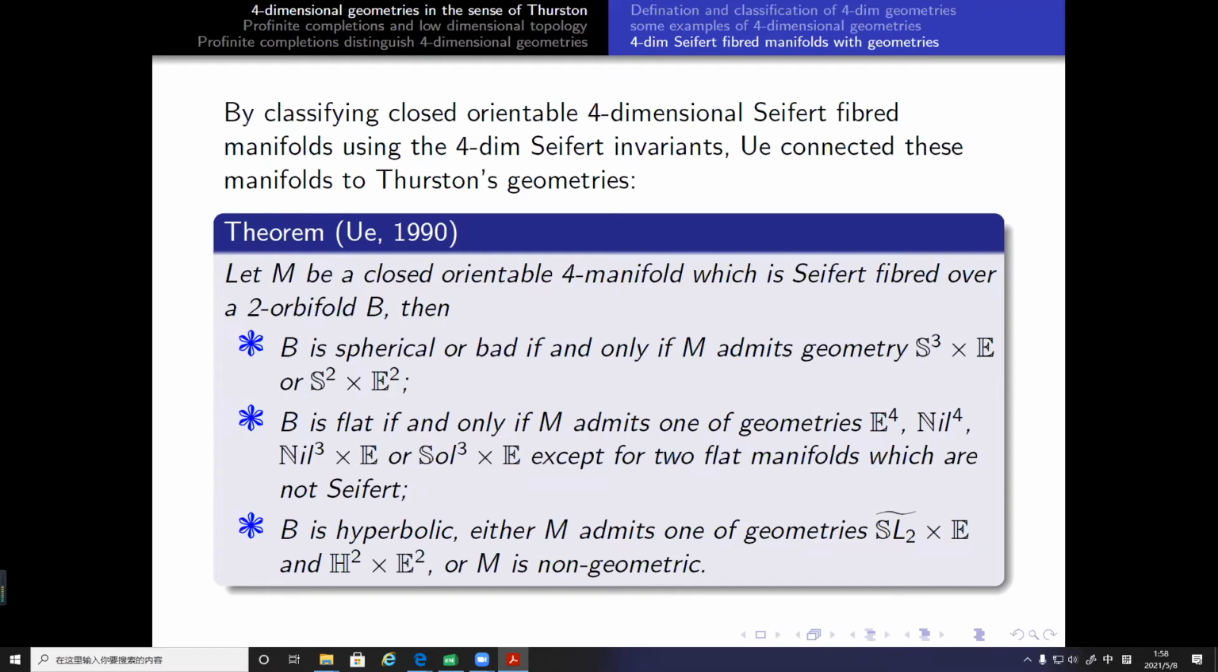And remember, in the three-dimensional case, everything is roughly determined by geometries. In other words, every manifold admits a decomposition into some pieces, and every piece carries some geometry. But in the four-dimensional case, there are many manifolds which do not admit any of these 19 geometries.